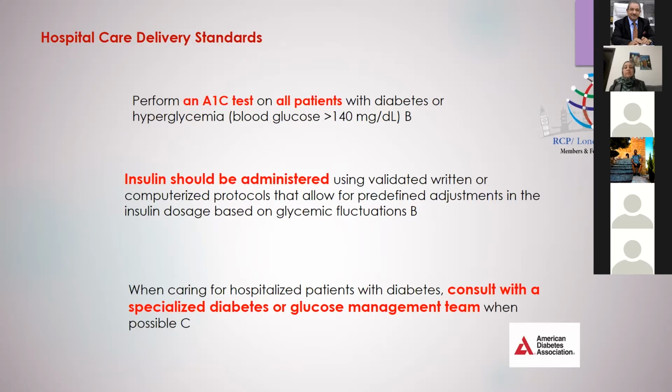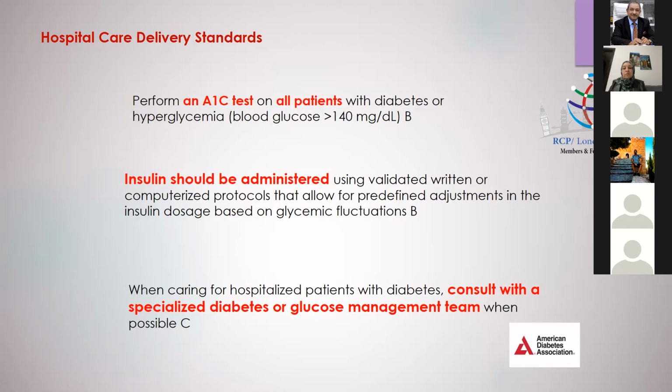Now, every patient who is inside the hospital should have an A1C test if he is diabetic, because we have to know whether the diabetes is recent or old. And everyone with hyperglycemia, blood glucose more than 140, should have a hemoglobin A1C. This is by the American Diabetes Association. Our patient has a hemoglobin A1C of 11. Now, a hemoglobin A1C of 11 is an indication of improper treatment of the diabetes prior to admission to the hospital.